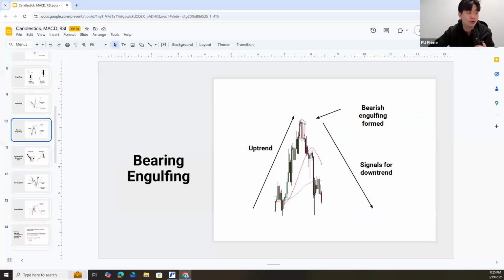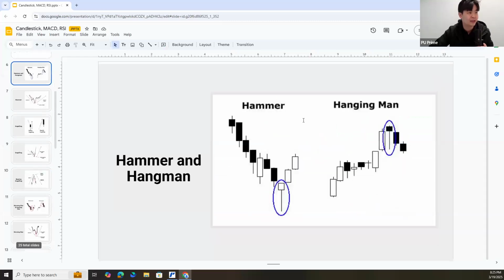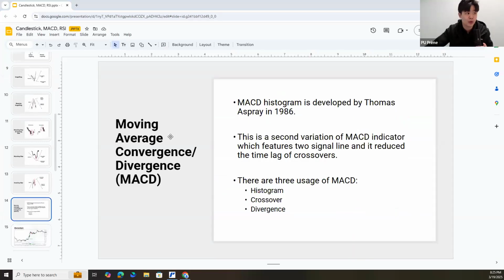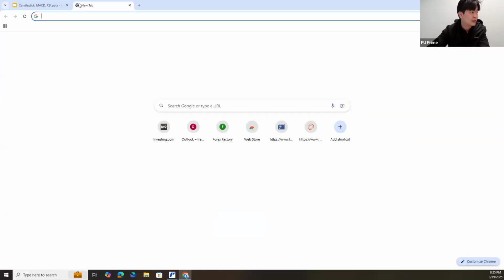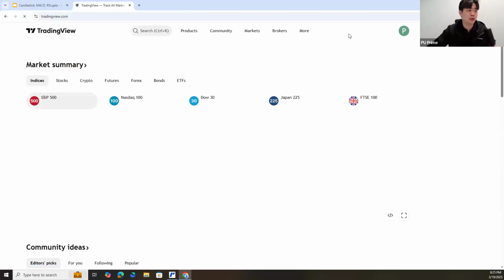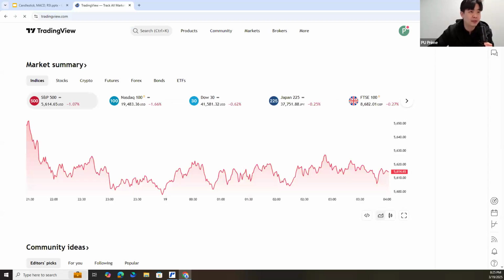So after you understand all of the basic candlestick patterns, we'll try to let you understand the MACD also. The MACD is very simple. You can find it from the MT4, or you can also use TradingView and launch the MACD indicator. So I will show you from TradingView first.